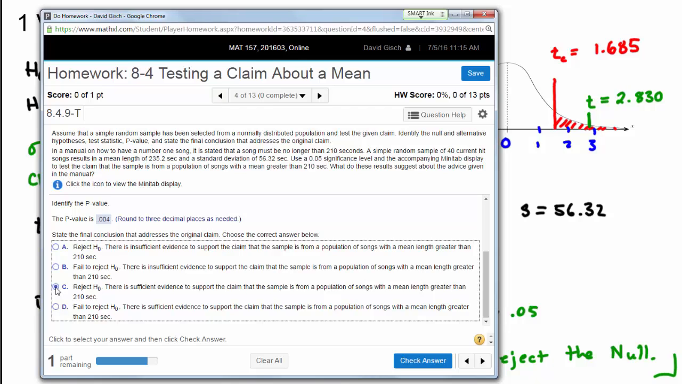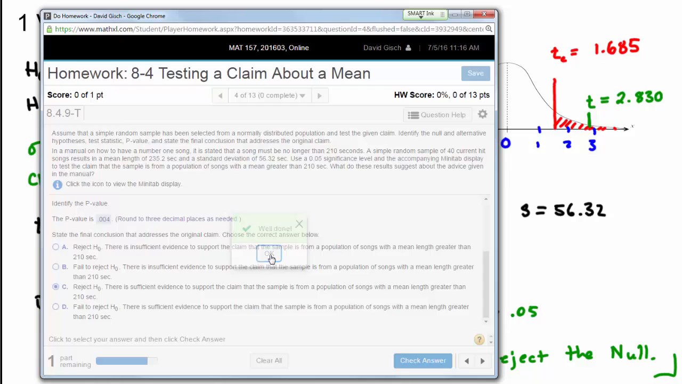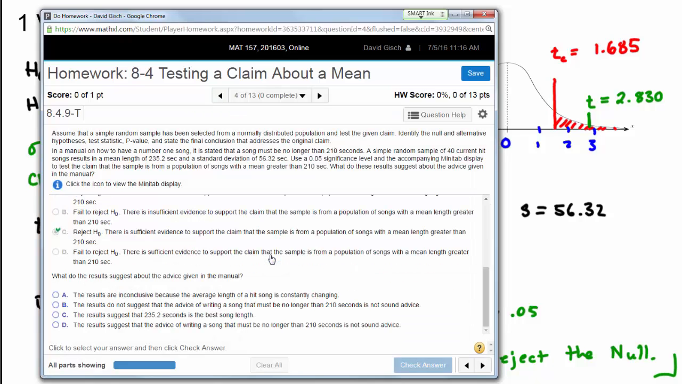I was like, these say the same things, but I couldn't. A says insufficient. Reject the null. There is sufficient evidence to support the claim. There it is. Well done. Thank you. All right, so there it is. We walked through it, showed all the parts in StatCrunch, worked it all out.